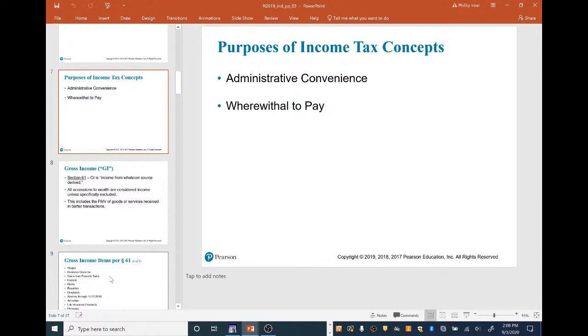Now with the wherewithal to pay, this is taxing unrealized appreciation would cause cash flow problems for taxpayers. So wherewithal to pay, this is pretty much saying if they were going to tax something just based upon income just being appreciated and not actually realized, then how are they actually going to pay for their taxes? Are there income tax liabilities? Where's the cash going to come from?